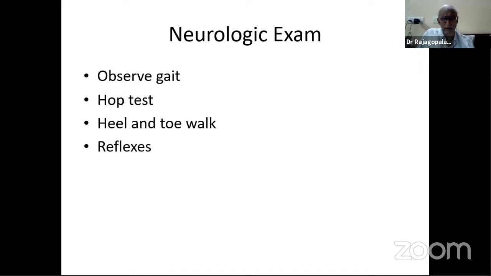Hop test actually is a test of the patient to see the fitness. It is not for neurology. But anyway, you can ask him, for example, to hop on one leg. There are different methods of doing hop test, but just ask him to stand on one leg and hop. If they can do that, the power of that side is good.